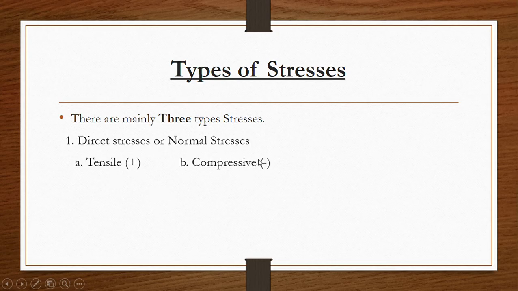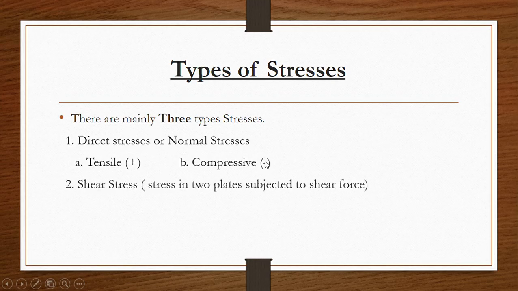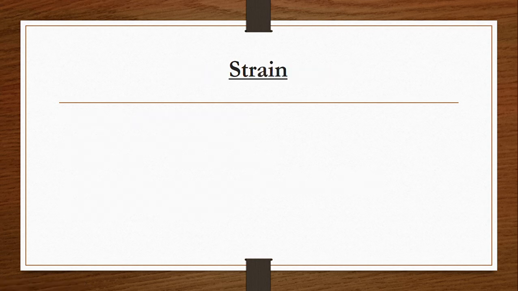That's why it's giving a negative sign. Second is shear stress. That means we can say the two plates are subject to shear force, that means cutting action. And the third one is bending stress. You can consider the example of a beam, that means it will get bent.